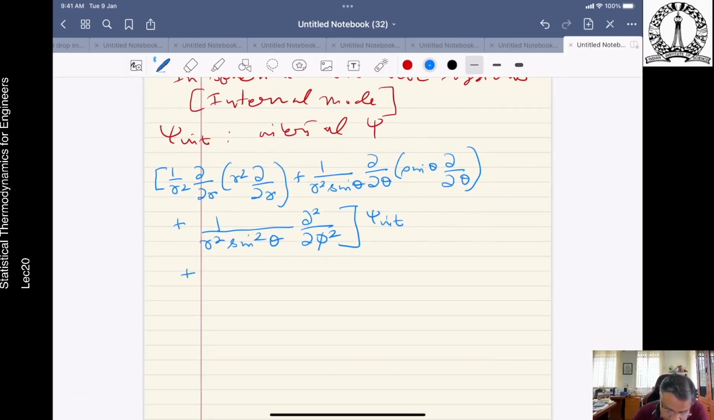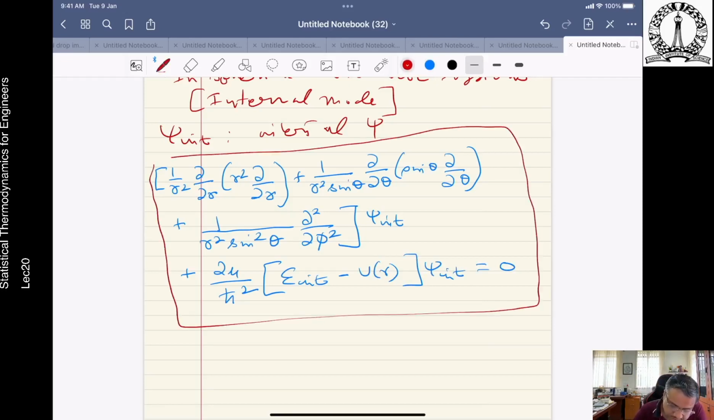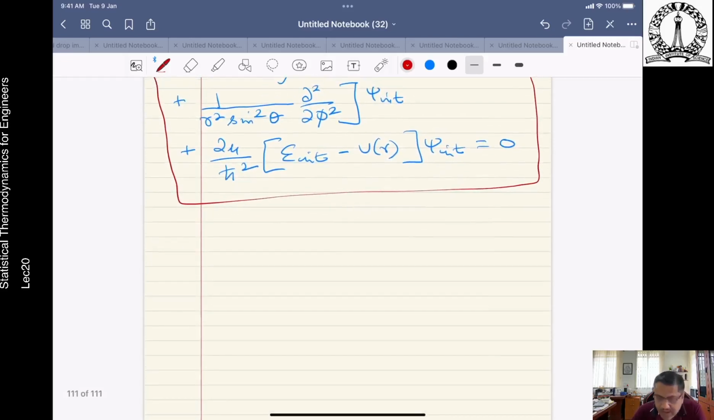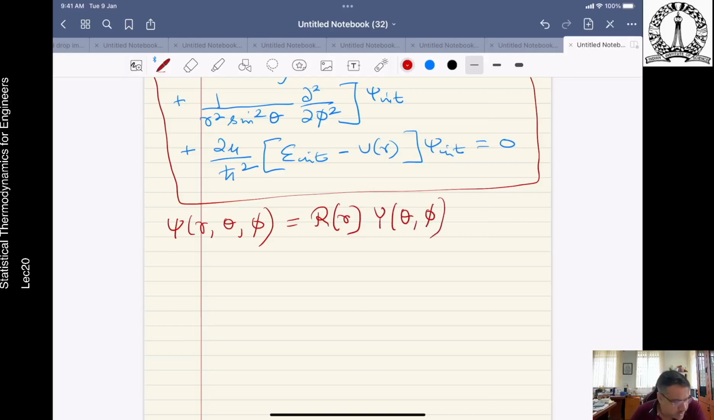So this requires a little bit of brushing up on your part. This Laplace operator is very common. So this is basically now minus the energy term times psi internal is equal to 0. All right, so this is how it is written in the spherical coordinate system, the internal energy part of the wave function. And internal and external are independent, as you saw earlier. So psi, therefore, is a function of r, theta, phi. These are the three coordinates for a spherical coordinate system. That is given as R(r) into Y(theta, phi), the first level of separation.